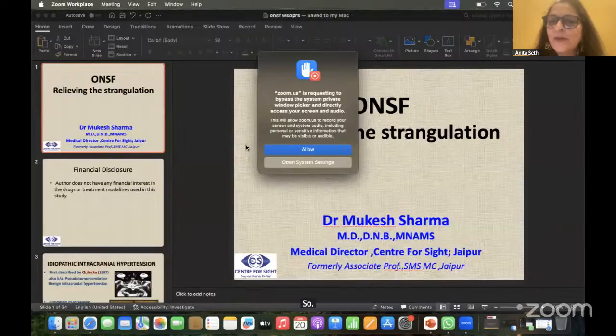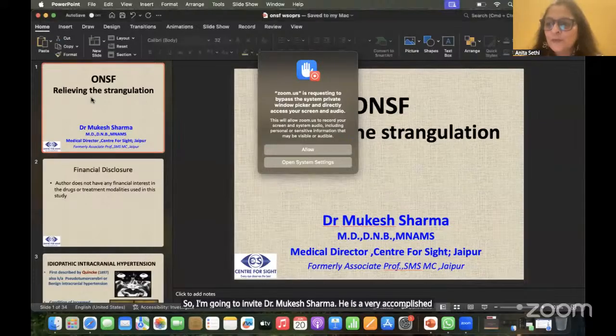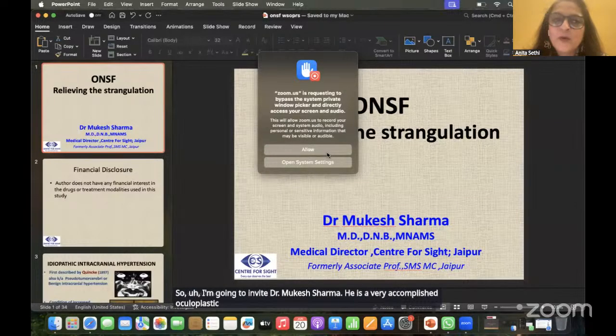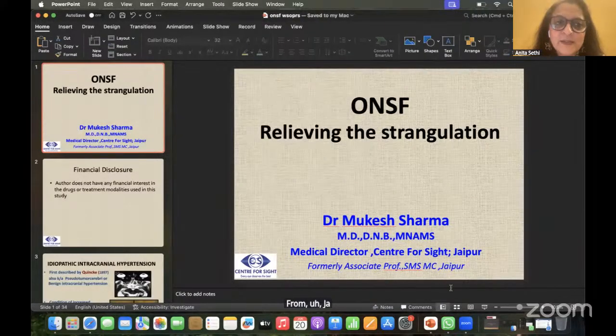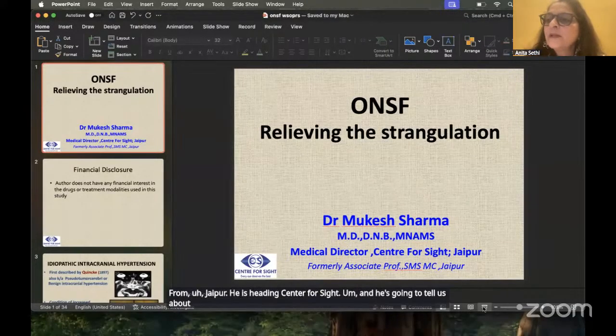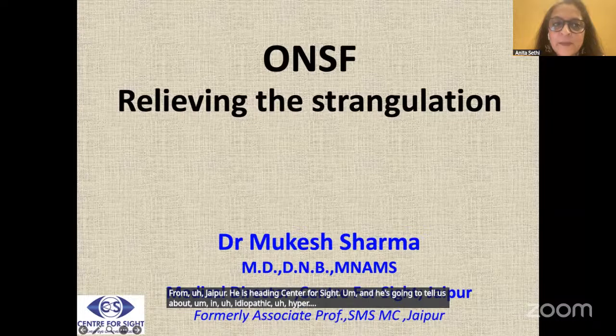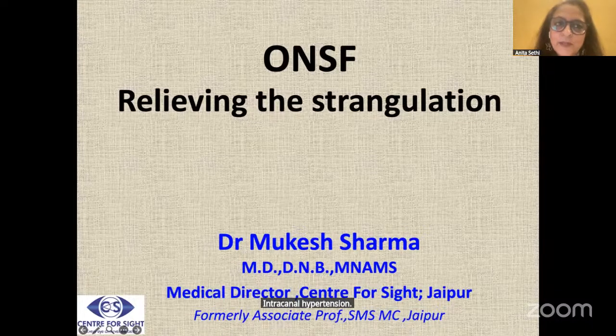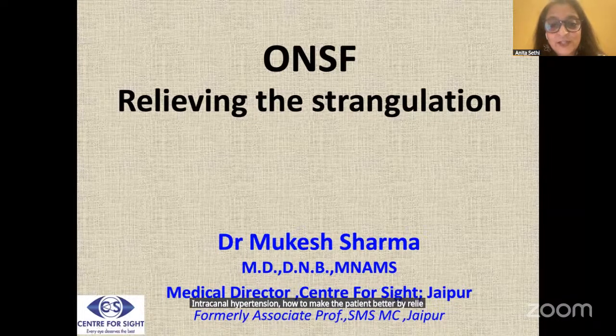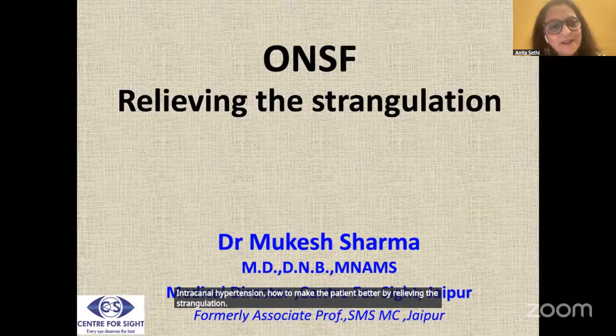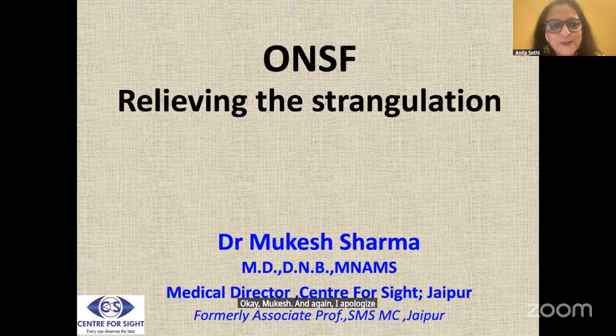So I'm going to invite Dr. Mukesh Sharma. He is a very accomplished oculoplastic and orbital surgeon from Jaipur. He is heading Center for Sight. And he's going to tell us about idiopathic intracranial hypertension, how to make the patient better by relieving the strangulation. Okay, Mukesh. And again, I apologize for getting the order wrong.